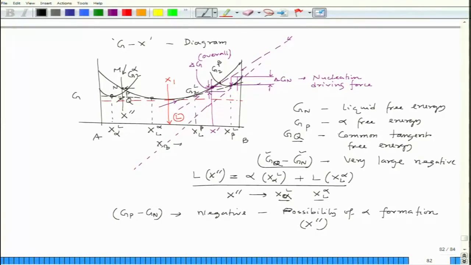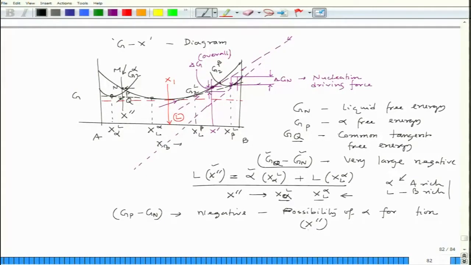Now, this becomes interesting, because if I go to the Q position, then I have a huge composition difference in the product phase formation, alpha phase, and the distribution of B element as well as of A element has to take place, because this liquid is enriched in B, and this alpha is enriched in A. So, alpha will be predominantly A rich, and liquid would be predominantly B rich. So, long range diffusion needs to take place.